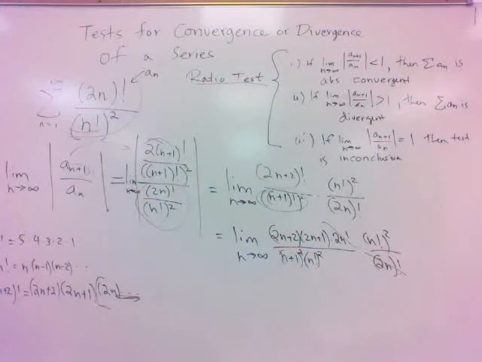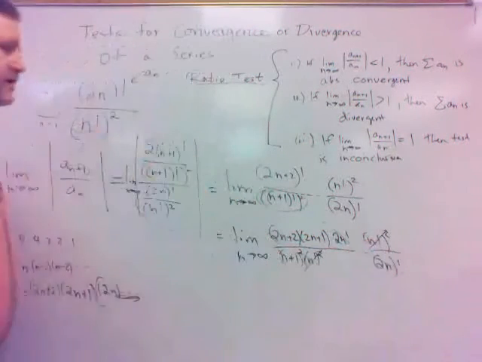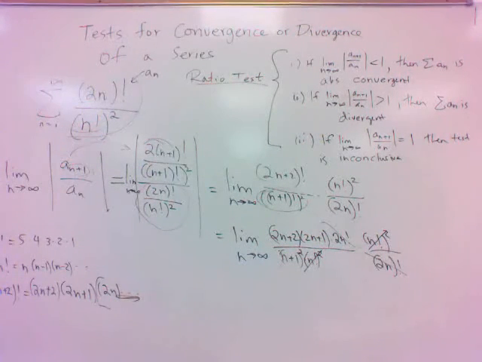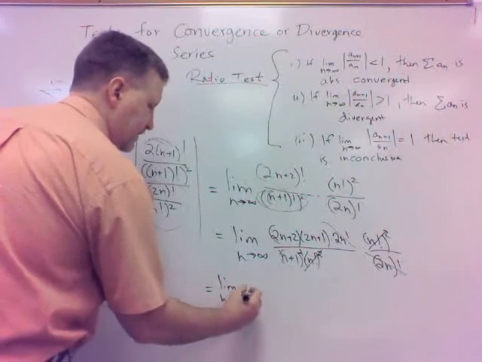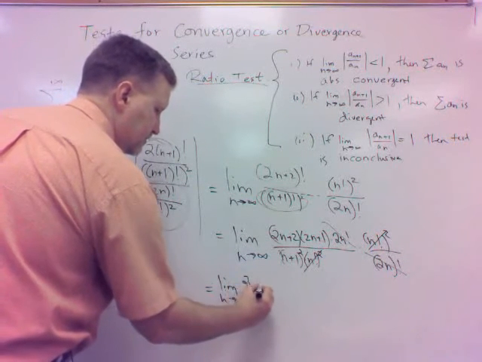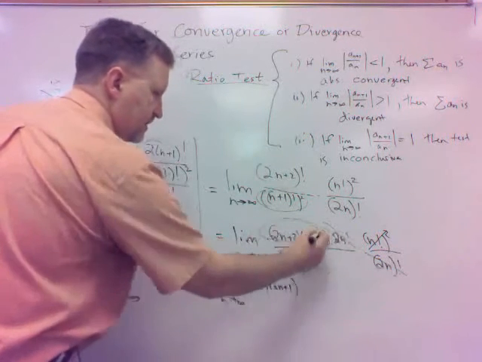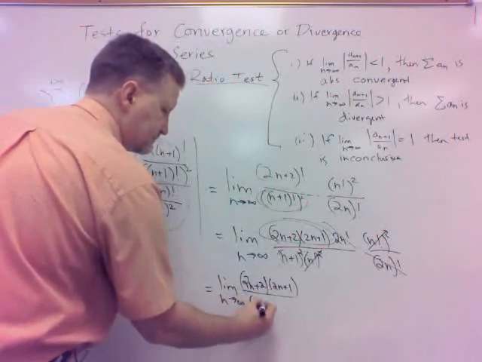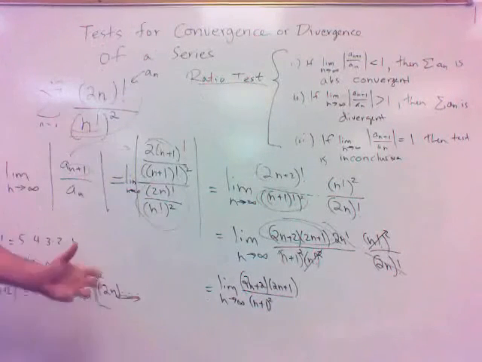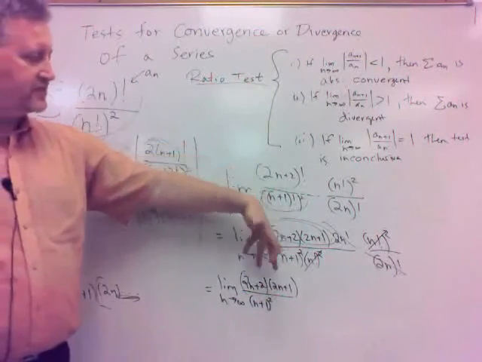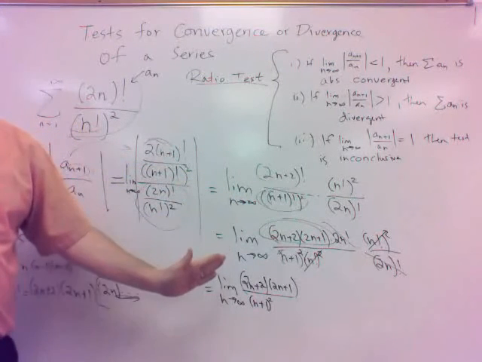With me? Okay. Well, again, canceling out the n factorial squareds leaves me with the limit, as n goes to infinity, of 2n plus 2 times 2n plus 1. It's all that's left on top, right? Just these two. And the bottom is n plus 1 squared. So that's why this ratio test is a good one, because usually the ratio test gets rid of all the factorial stuff. Now it's just a regular limit.